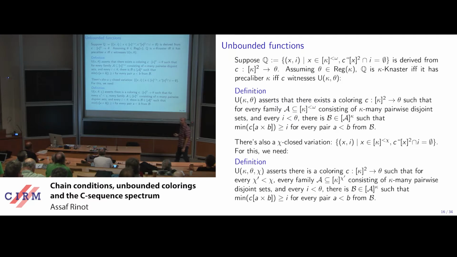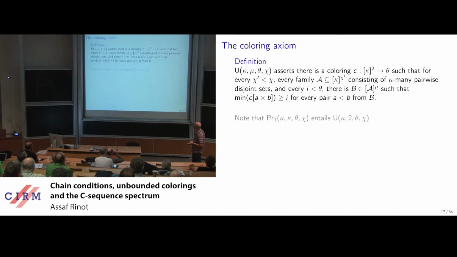So I think we are ready to define our axiom. As I promised to Ralph, only 4 parameters today, not more than that. So here is our axiom. U kappa mu theta Chi tells you that there is a coloring C of pairs of kappa in theta many colors, such that whenever you fix some value Chi prime below Chi, and you're given a family of kappa many pairwise disjoint sets, each one of this fixed size Chi prime, and you give me a color I below theta, I can find a subfamily B of size mu. This is the last parameter I just inserted, such that the color you get on rectangles is at least I for any 2 elements from this B.